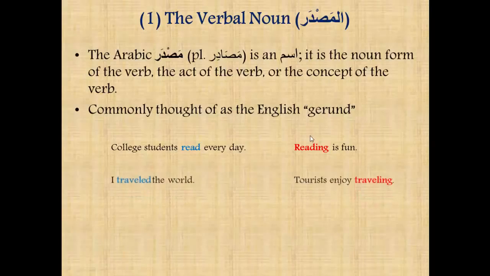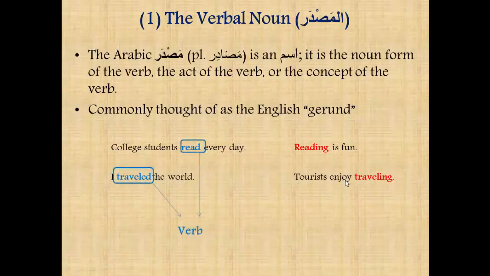Example number 2, I traveled the world versus tourists enjoy traveling. Notice again that the word traveled, highlighted in blue, is a verb. But the word traveling, in the context of this sentence, tourists enjoy traveling, is a noun. It's actually the direct object of the verb enjoy. So, read and traveled are verbs. Reading and traveling are verbal nouns. And just like we make this distinction between verbs and verbal nouns in English, we also have that distinction in Arabic between the fi'l and the masdar.